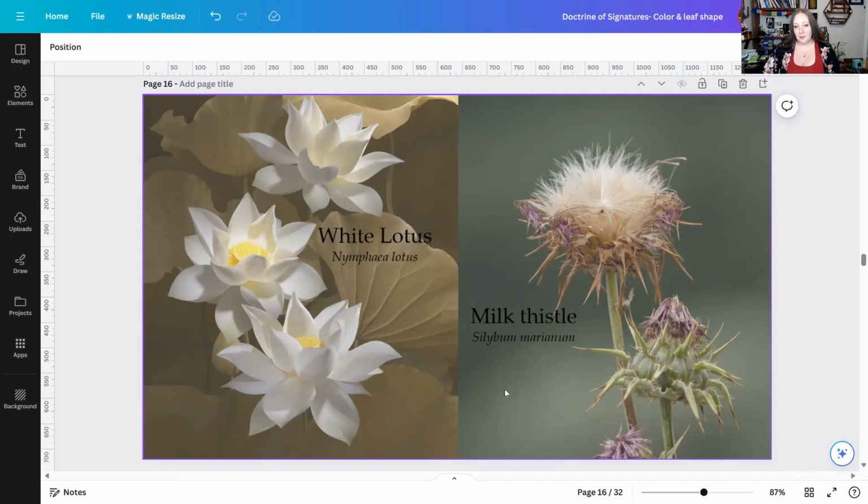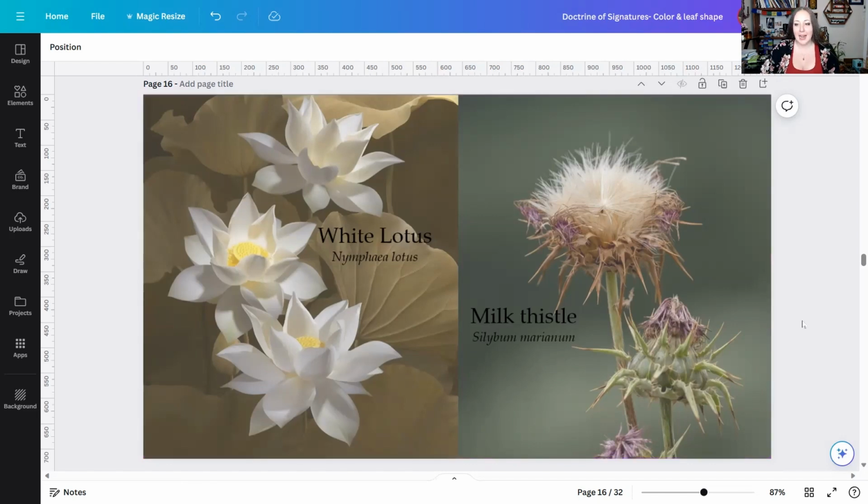Now, some flowers over here, like our milk thistle. Milk thistle has been associated with mother's milk in many, many different traditions across our planet.